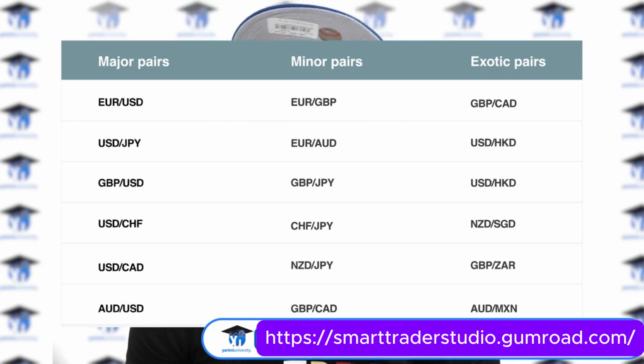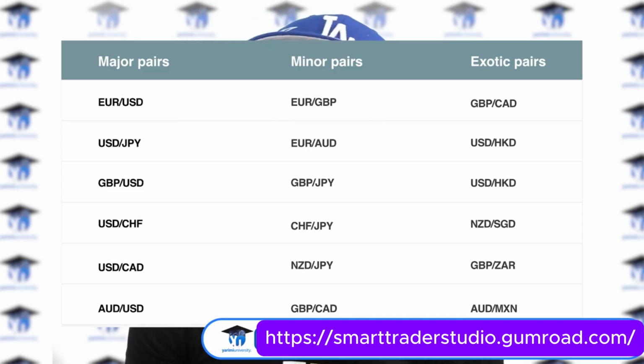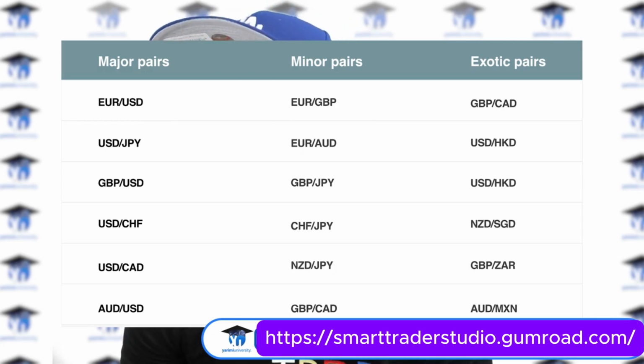So some major pairs are Euro USD, USD JPY, Japanese yen, okay? GBP USD, the Great British Pound versus the US dollar, USD CAD, the US dollar versus the Canadian dollar, USD CHF, the US dollar versus the Swiss franc, AUD USD, Australian dollar versus the US dollar, NZD USD, the New Zealand dollar versus the US dollar. So those are some of the major pairs.